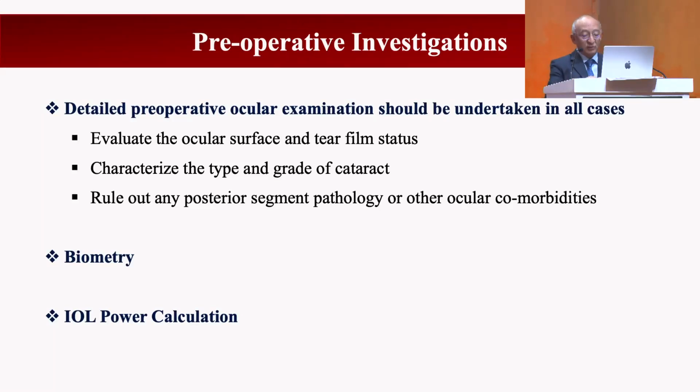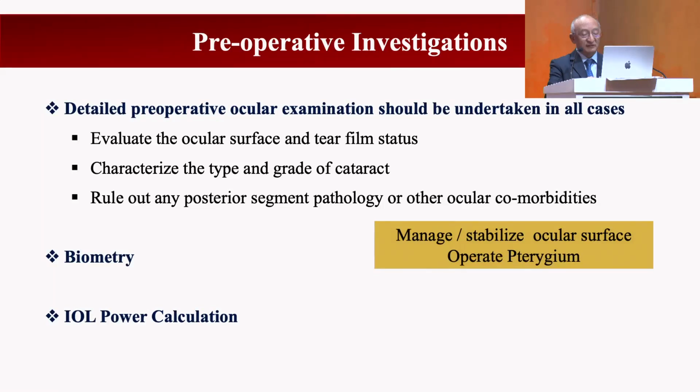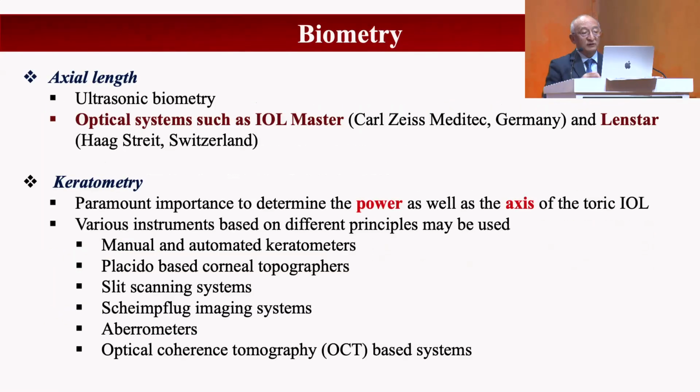This is what we talk about: tear film stability, look for the grade of cataract in difficult situations, stabilize the ocular surface. For axial length, nothing is better than an optical biometer if you have that. If you don't have that access, the second option can be immersion biometry, which can be as accurate as possible. Keratometry or corneal power mapping can be done with various instruments, but make sure whichever instrument we use is well calibrated, and that is a very important thing. Calibrated equipment should be there, even if you use an optical biometer.